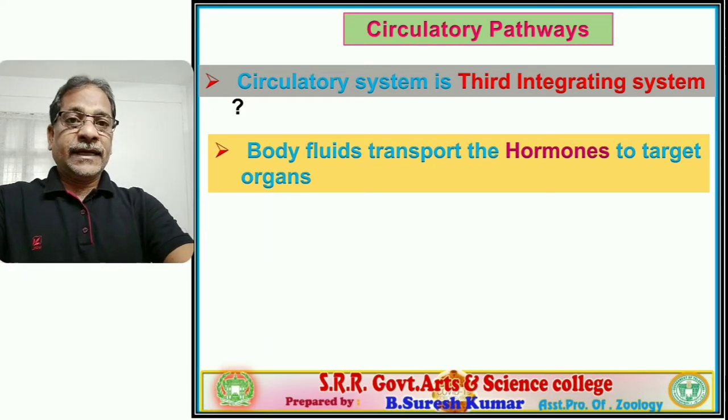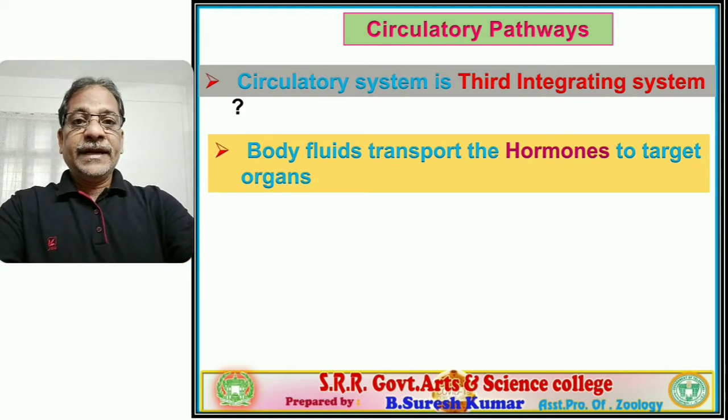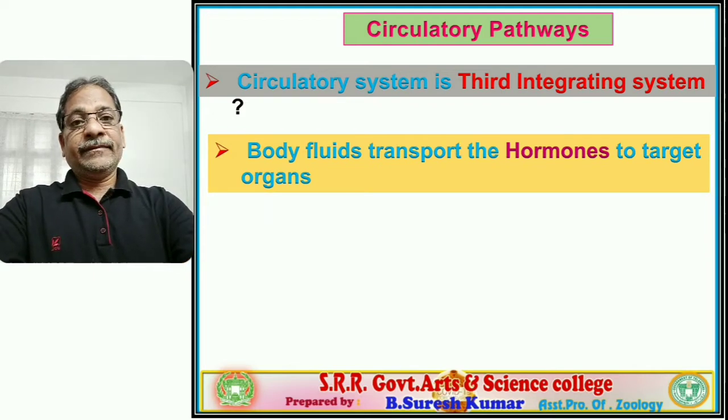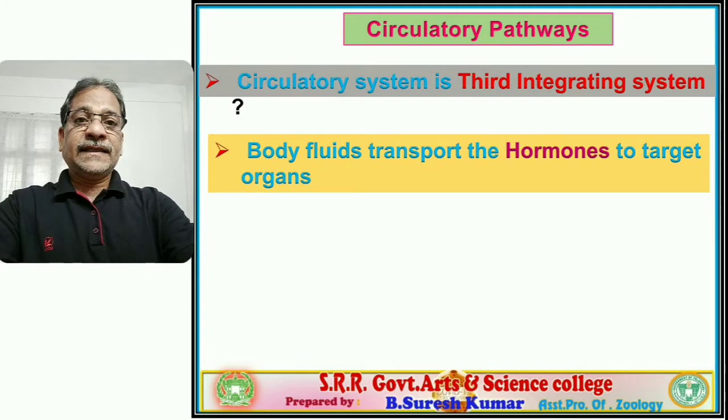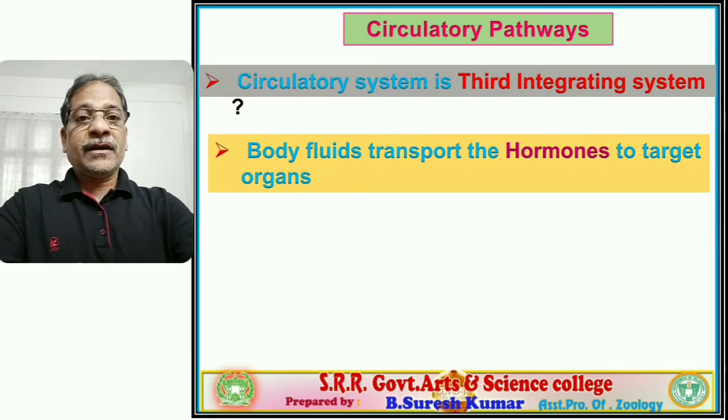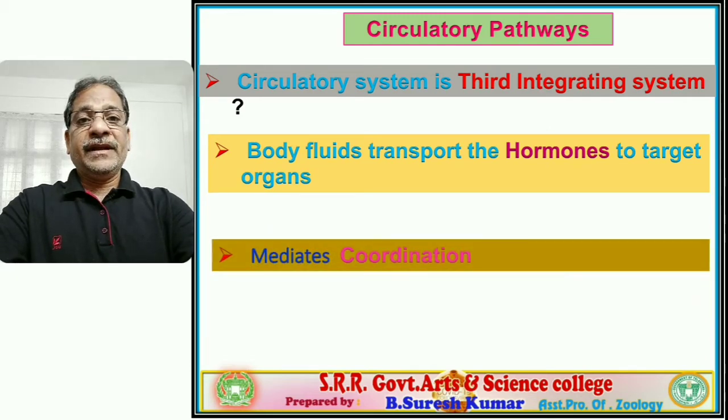Our endocrine system mediates chemical coordination. The endocrine system contains endocrine organs, and such endocrine organs secrete hormones. Hormones function only on target organs. Such hormones reach the target organ through body fluids, through blood. So that's why the coordination is mediated.